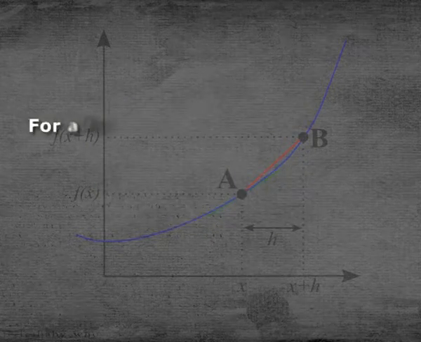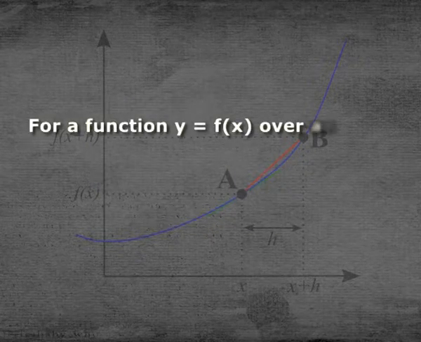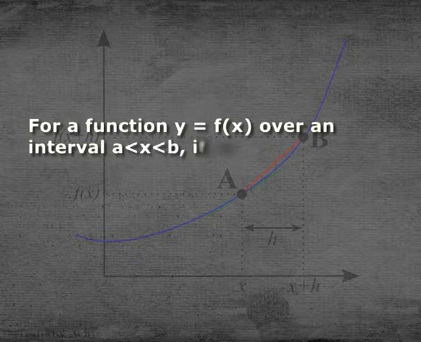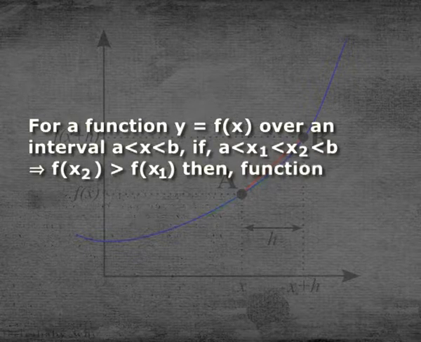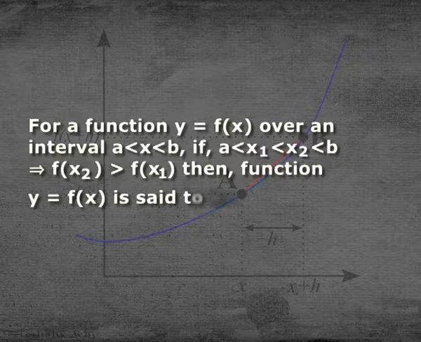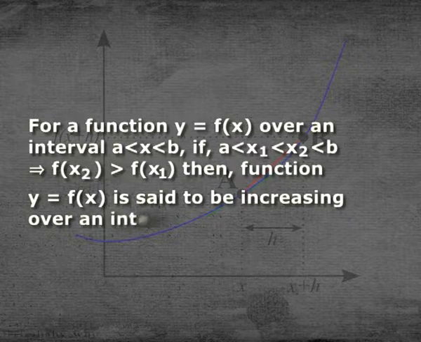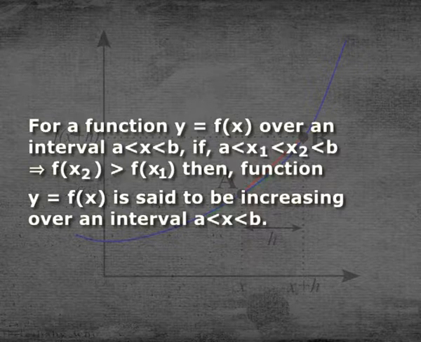For a function y equals f of x over an interval where x goes from a to b, if a is smaller than x1, which is smaller than x2, which is smaller than b, and f of x2 is greater than f of x1, then the function y equals f of x is said to be increasing over the interval a to b.